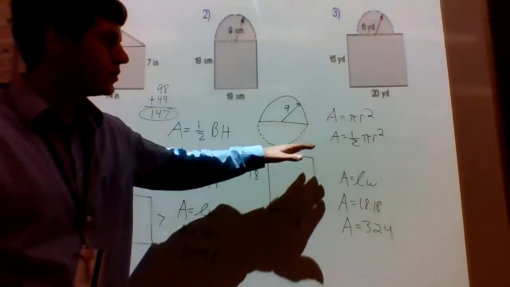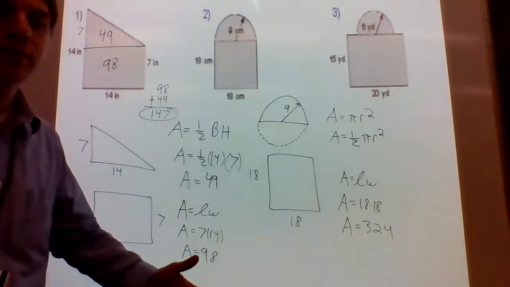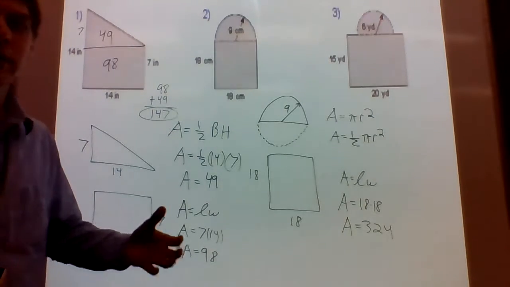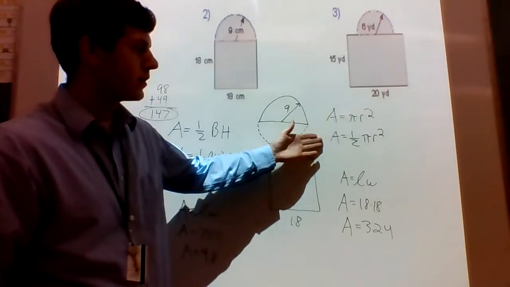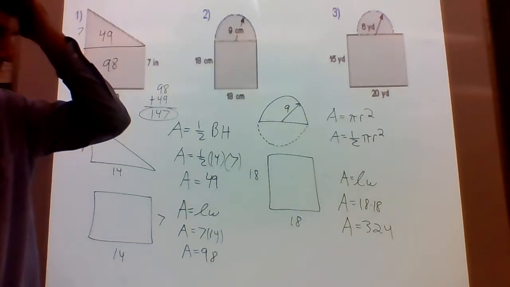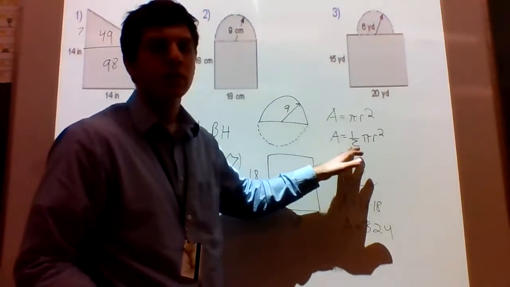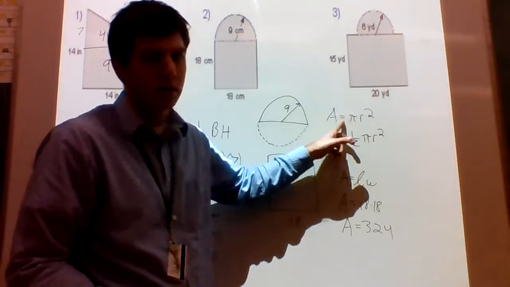I think it's better to do it this way. Conceptually, we're taking half of the area of a circle, as opposed to finding the area of a circle and dividing by 2. So I like doing it this way better. I think it's more thorough. The problem with it is, don't confuse yourself on the area of a circle. The area of a circle is pi r squared. It's not 1/2 pi r squared, it's pi r squared.